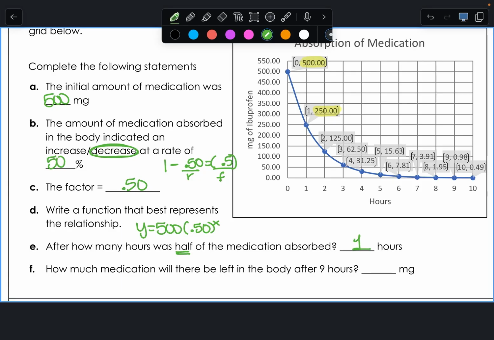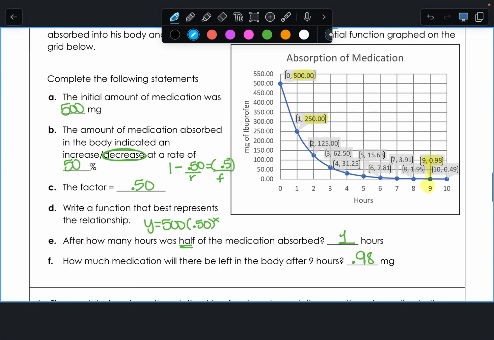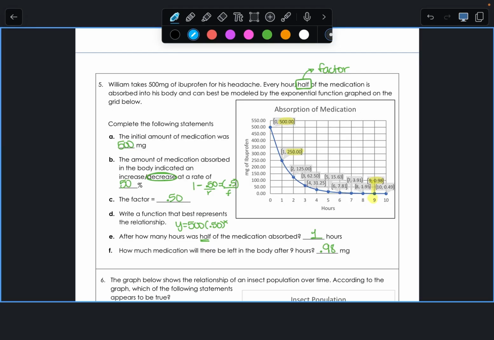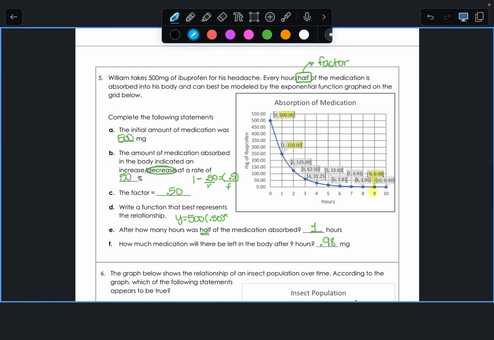0.98. Almost nothing left. There's always going to be a small amount being absorbed into the body, apparently. According to exponential functions, yes. According to real science, no. There will be a point where it's all absorbed. All right, number 6.